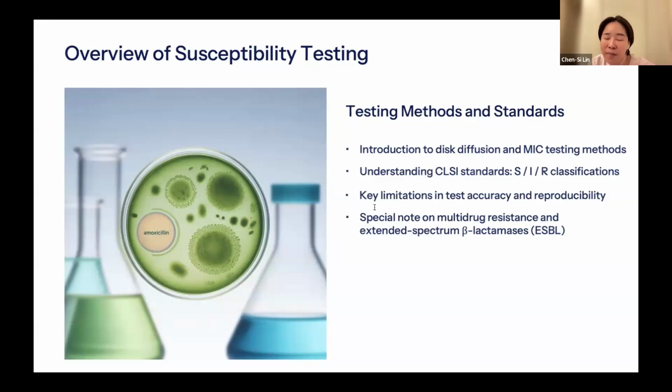But I think most of us will be confused about what intermediate is, right? Intermediate does not always mean the drug is useless. It may still be effective, but at higher doses or in certain body sites, such as the urinary tract, where drug concentrations are higher. Of course, no test is perfect, so we need to recognize their limitations.